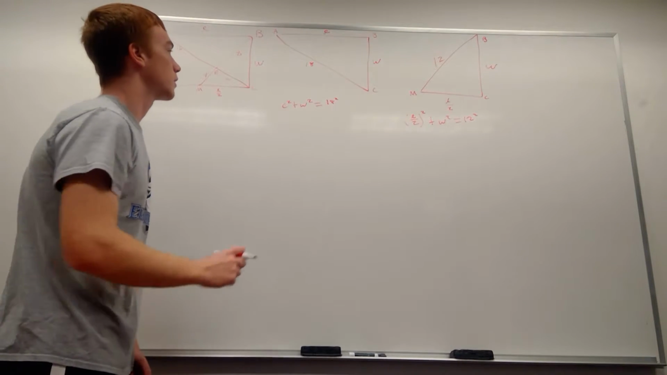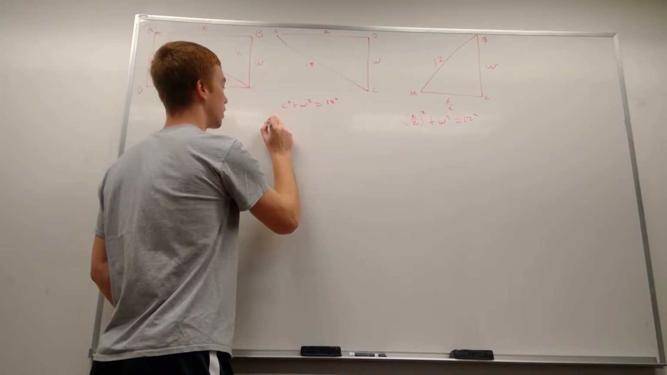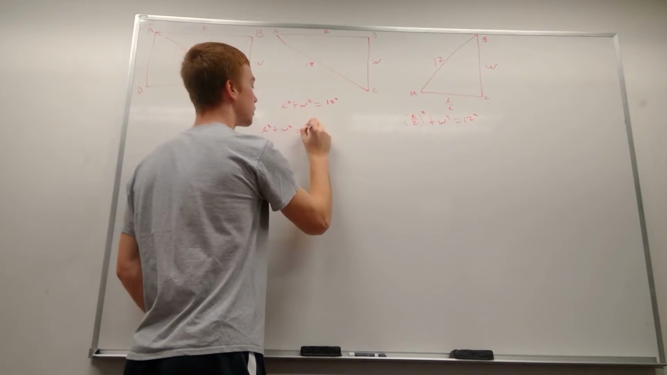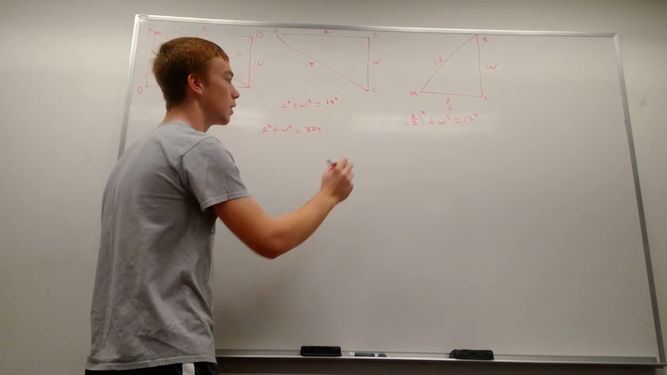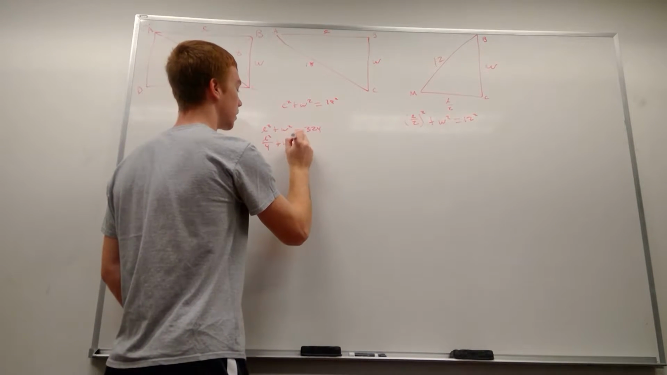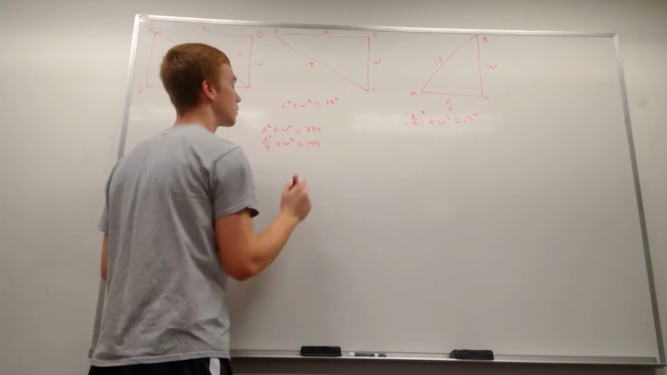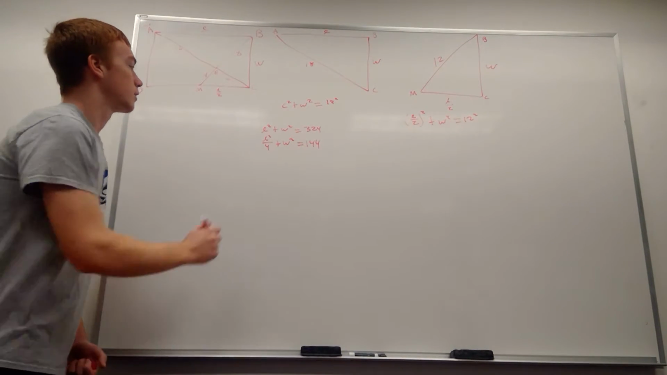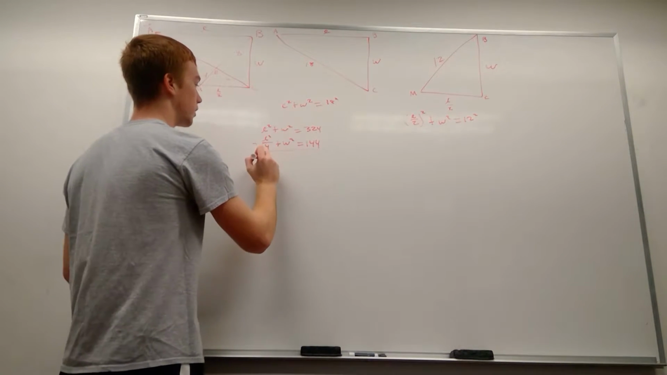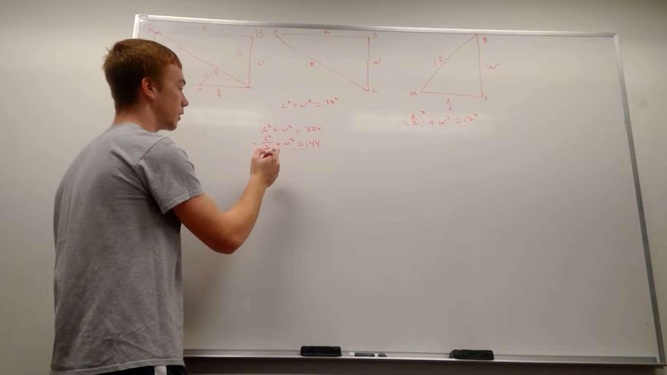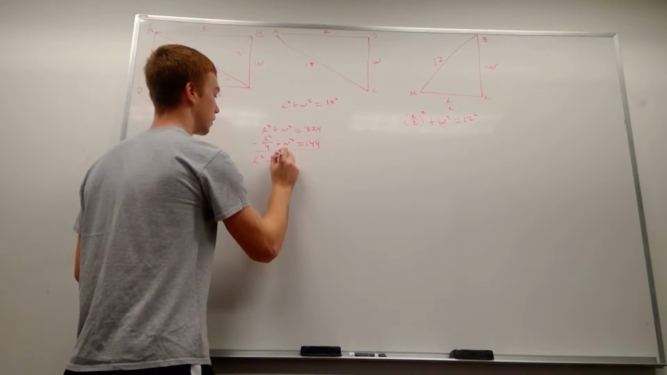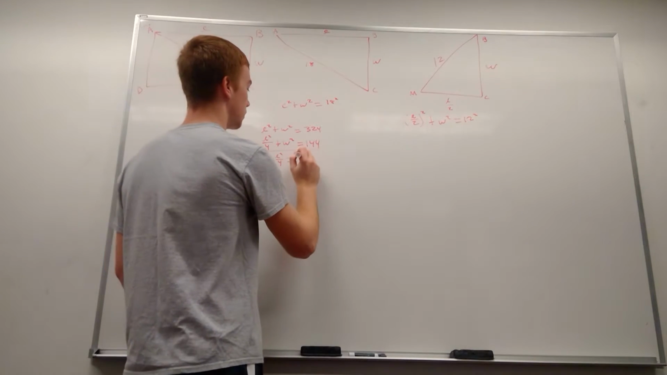I think the easiest way to solve this is to use elimination. So L squared plus W squared equals 324, which is 18 squared, and L squared over 4 plus W squared equals 144, which is 12 squared. Now we're going to subtract these two equations. W squared minus W squared, so those two cancel out. Now we just have an equation with L in it, so we have to solve for L. So we have L squared minus L squared over 4 equals 180.